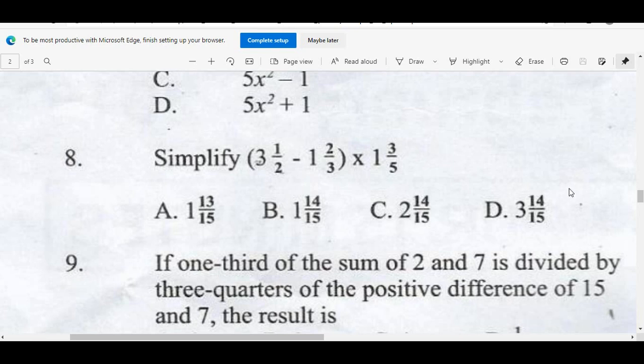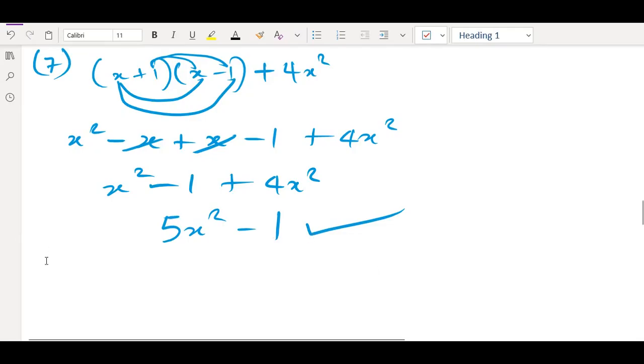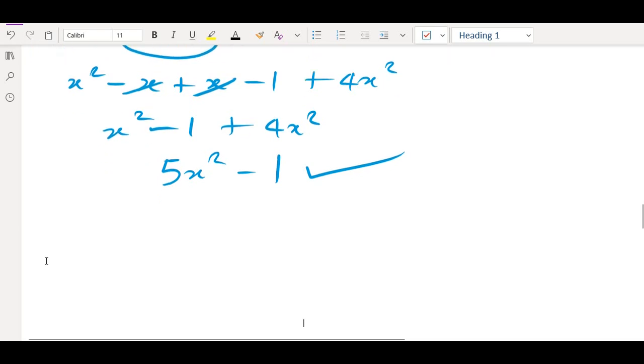Time up. What's the answer? 2 14/15. Option C. Okay, so this is competition for Jazz 3. That's what you're answering, so it's impressive. We need to keep practicing. Is that okay? Yes.